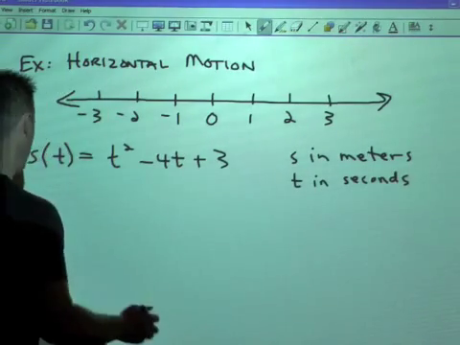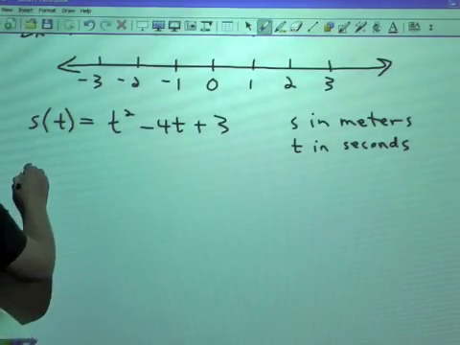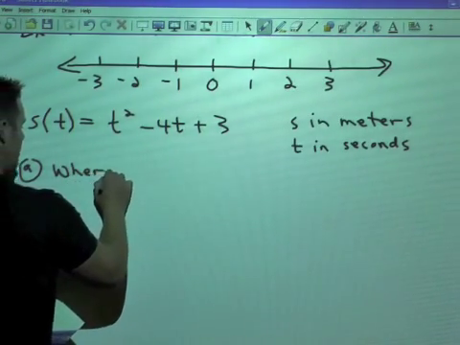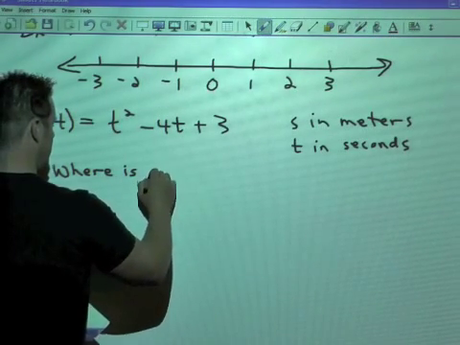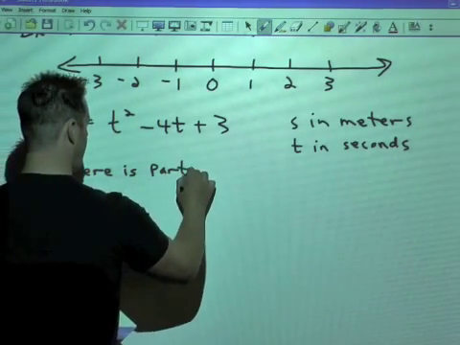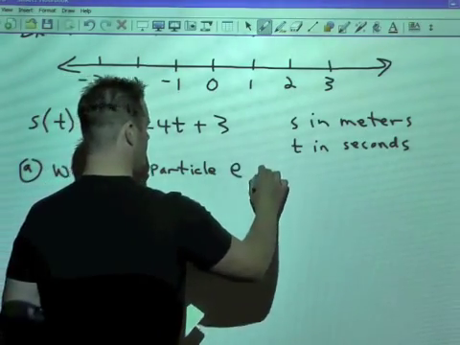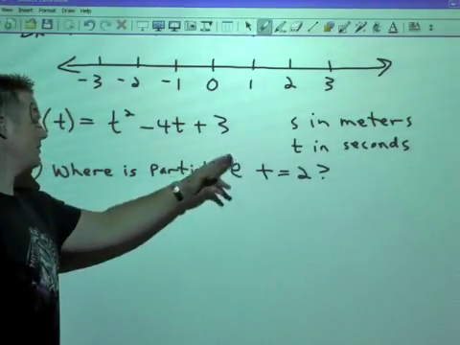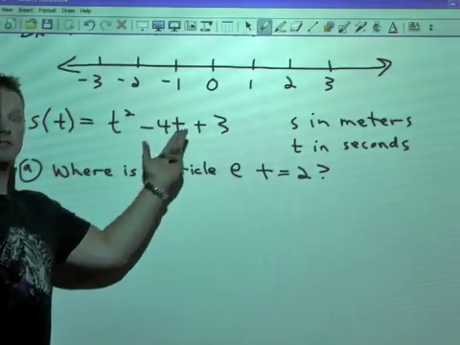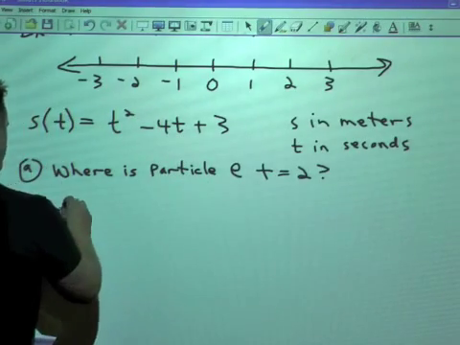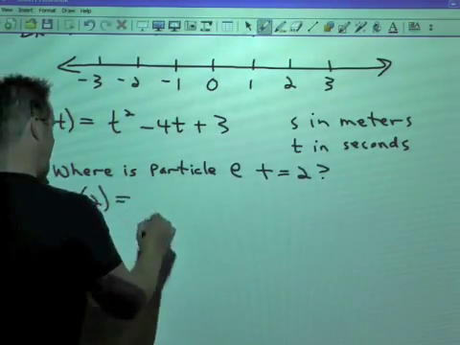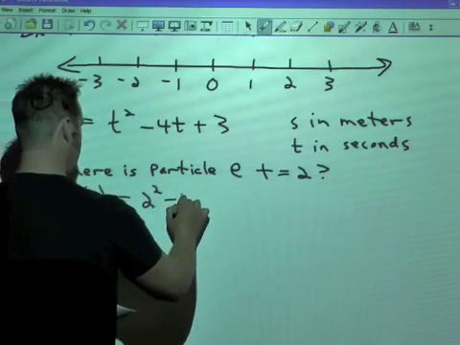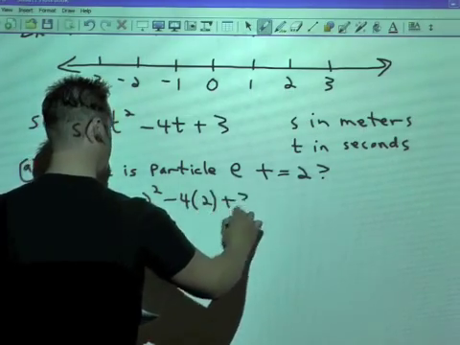Okay. So simply we can be given questions like, where is Blinky at t equals 2? Or where is the particle at t equals 2? Well, kind of like I just did, this is just a matter of substituting 2 into the position function to figure out where it is. So to answer this question, we just want to find s of 2. So when you plug in 2, it's going to be 2 squared minus 4 times 2 plus 3.